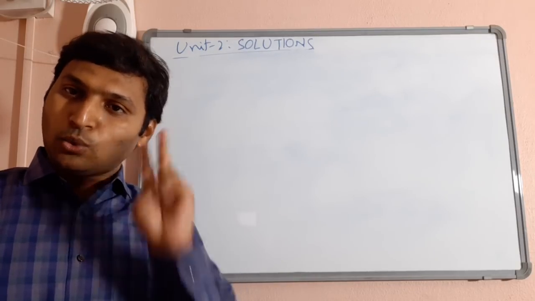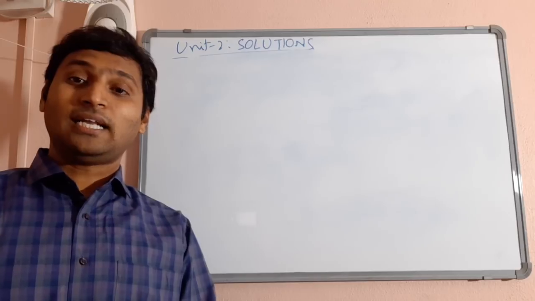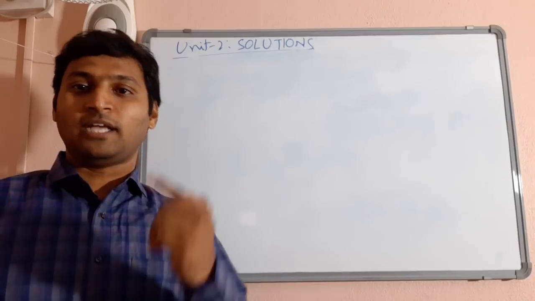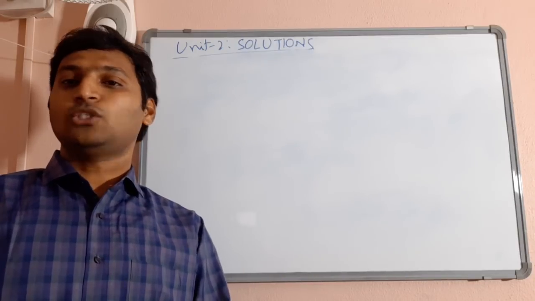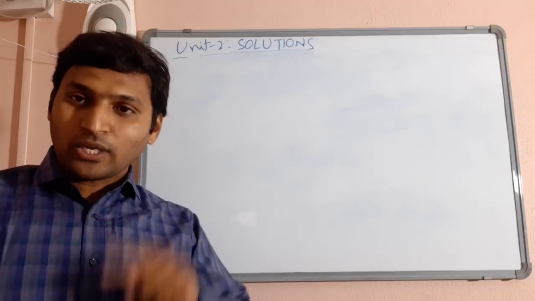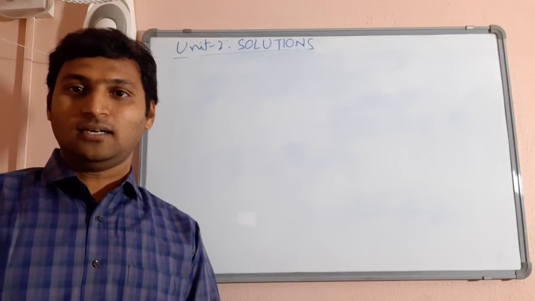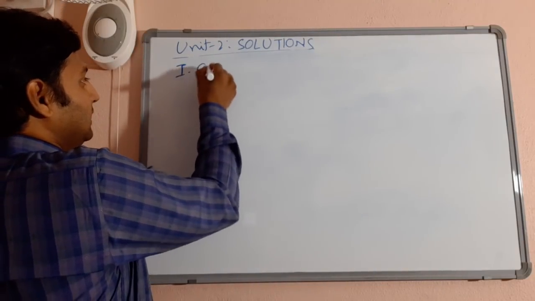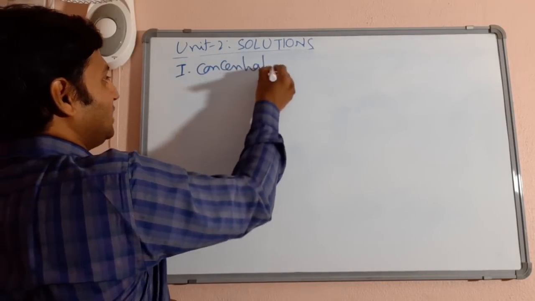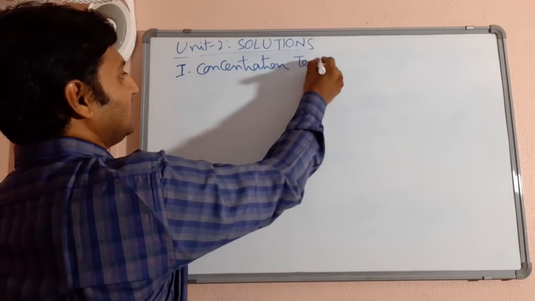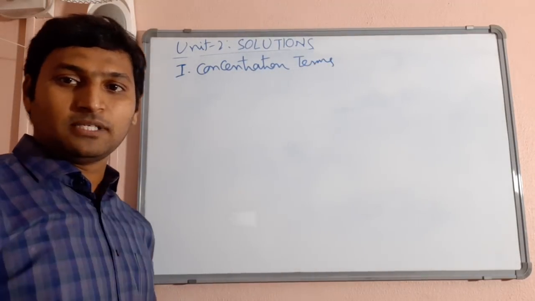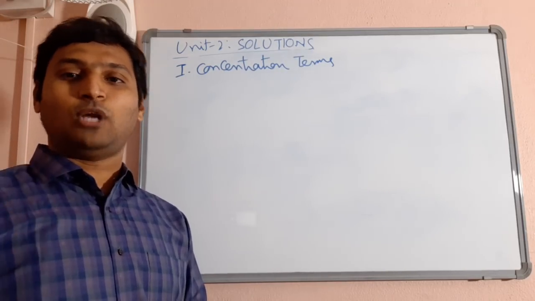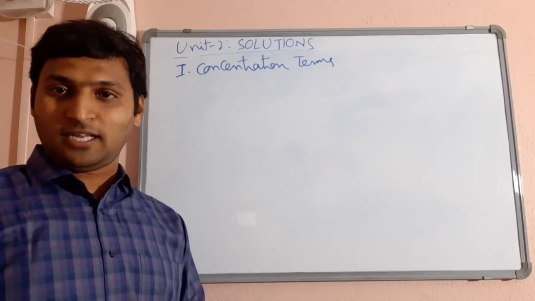And if there are only two components in the solution, then you call it a binary solution, in which the minor component is called solute, major component is called solvent. All these things you know from school itself. Now in this chapter, in your second year, there are four concepts. One is the expressing concentration of solutions, that is concentration terms, which include mass percent, volume percent, mass volume percent, molarity, normality, molality, mole fraction, parts per million.